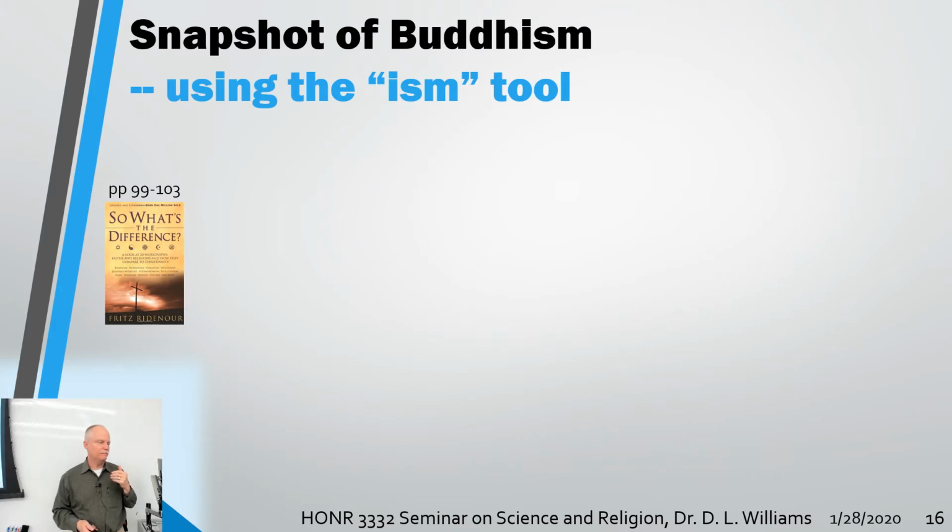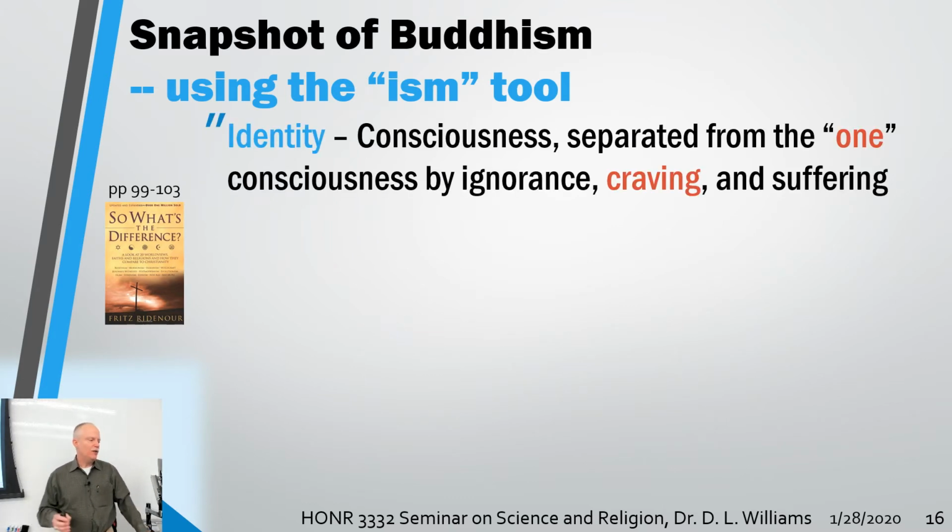Let's look at Buddhism using the ism tool. So this is on page 99 of this book. So here we have quite a different set of beliefs. And Buddha was a Hindu and then tried to find a different path.